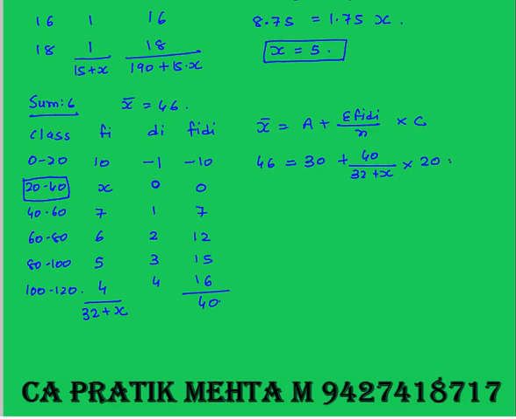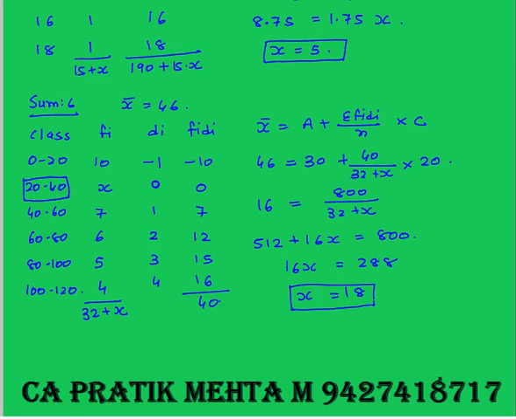Now let's do the simplification. This 30 will come on this side, so it will make 16 is equal to, can we say 800 divided by 32 plus x? 40 into 20 is 800, divided by 32 plus x. Let's cross multiply. 32 plus x will be multiplied with 16. 512 plus 16x is equal to 800. 16x is equal to 288, that is 800 minus 512. That's why x is equal to what? 18. That's how we can find out this missing frequency. Okay. Now let's move to the next example.